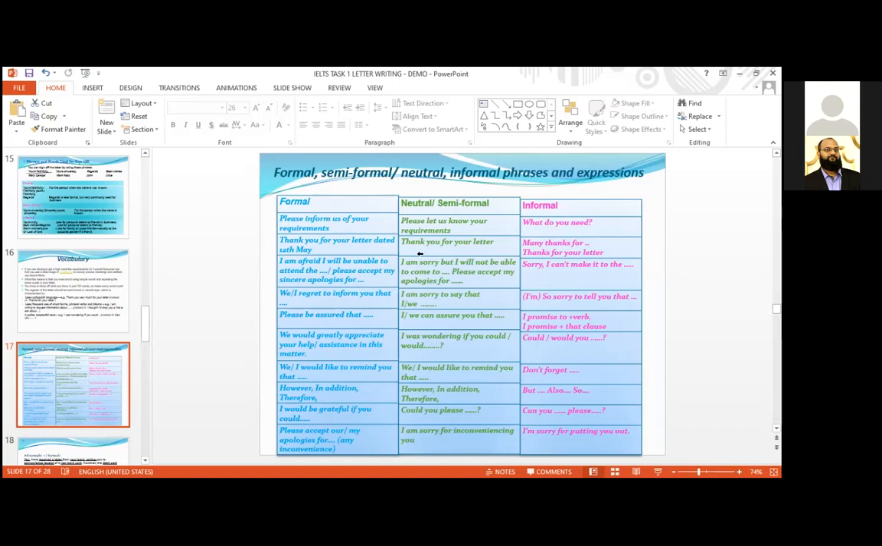Okay, for instance, formal में अगर आप लिख रहे हैं तो आप कहेंगे please inform us of your requirement. Semi-formal में आप लिख सकते हैं please let us know your requirement. But informal में you can easily write to your friend, tell me what do you need, or let me know what you need about the process. Okay, so there could be differences in tone, phrases, expression that we use in formal, semi-formal, or informal writing.